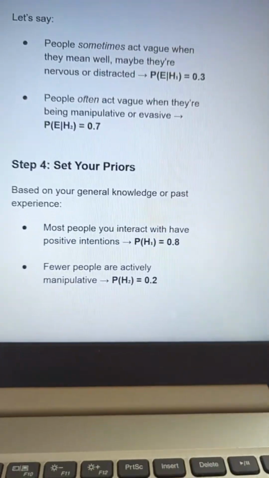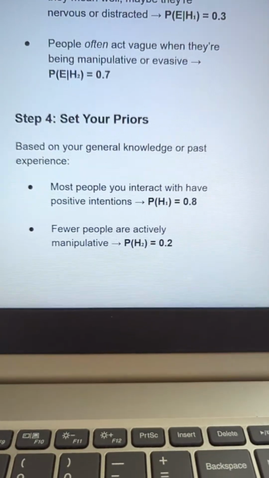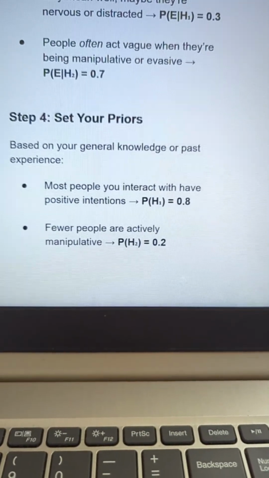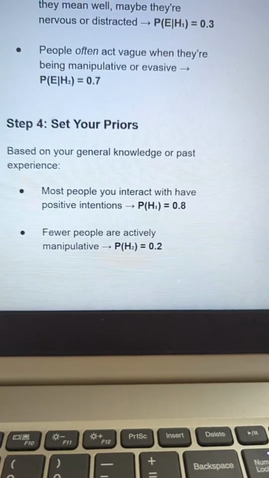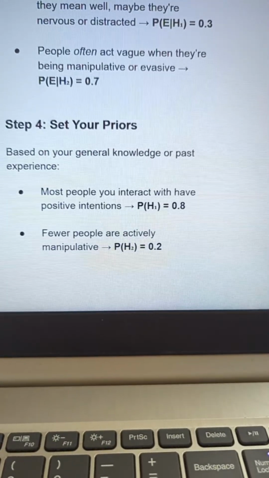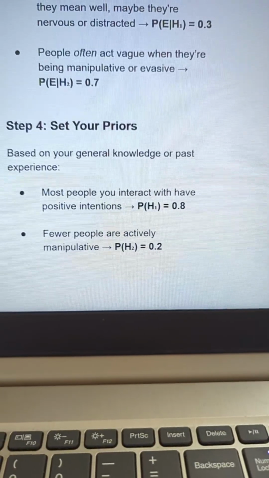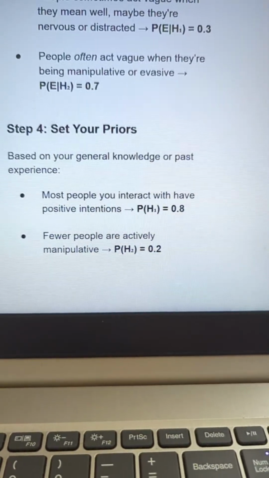You don't have time to go research some data. You want a tool that you can use right away. So you set your priors. Most people, so let's set the probability of hypothesis 1 as 0.8, that most people you interact with have positive intentions. Or the probability that most people have positive intentions as 0.8.